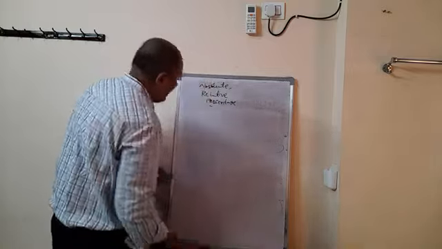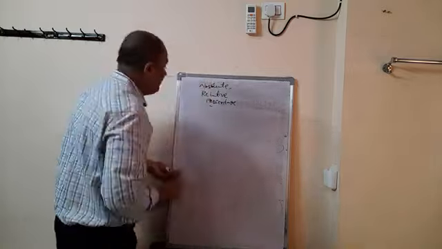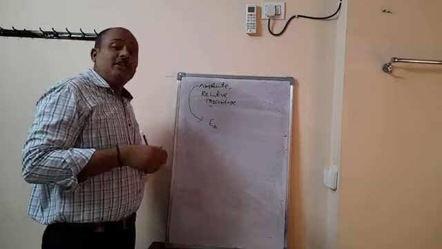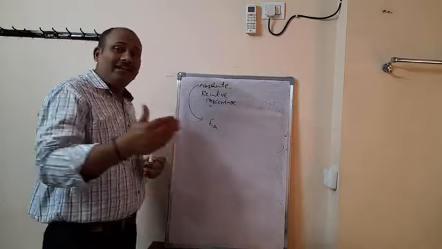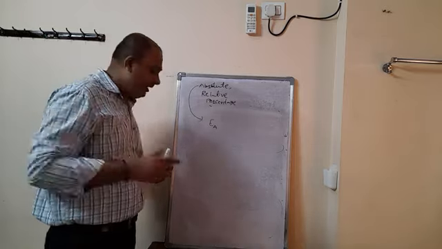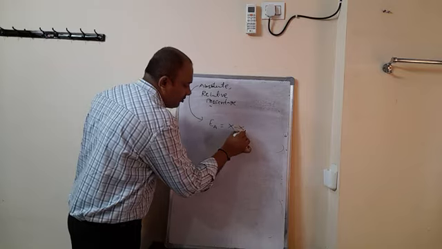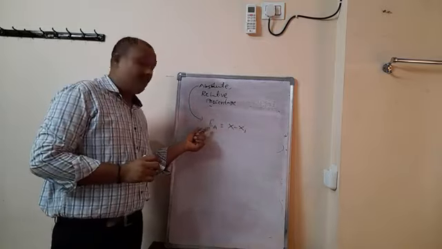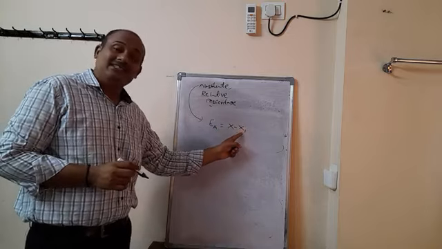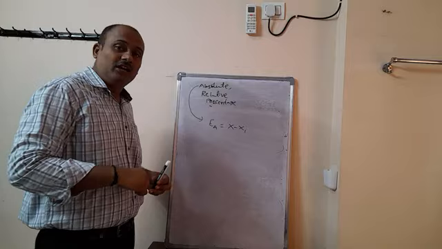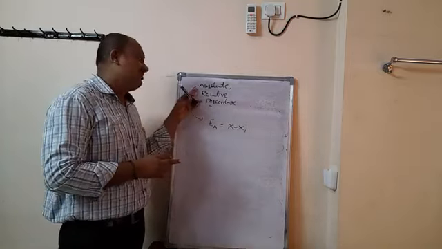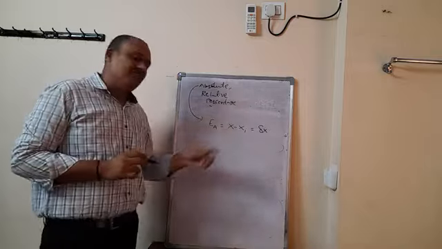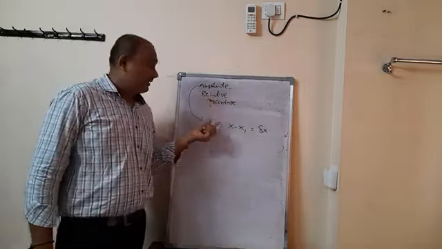Absolute error. Observe the definition. The absolute error is denoted by the symbol EA. It is defined as the numerical difference between the exact value of the quantity and the approximate value of the quantity. That is, EA equals x minus xi. Here x is the exact value of the quantity and xi is the approximate value. x minus xi is also denoted with the symbol delta x. This is the definition of absolute error.